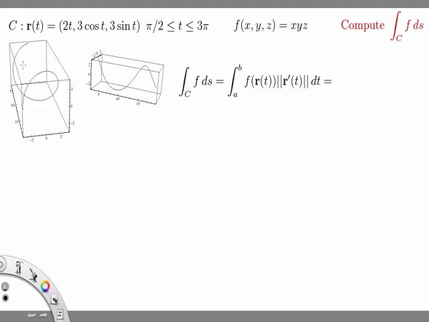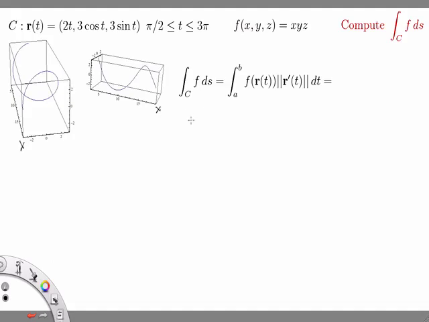So this is a portion of a helix that's centered on the x-axis and essentially oscillates in the yz plane, or parallel to the yz plane. So here's a couple different views. The x-coordinate is here, and the y and z coordinates are the other two. So we want to compute the integral of f ds over the curve C.